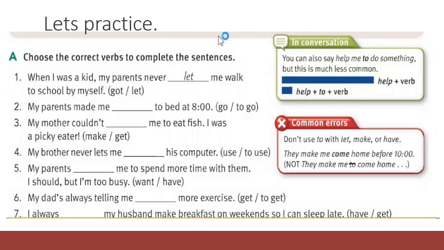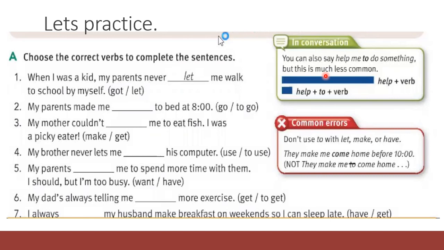First, we're going to check some important information. In conversation, you can also say, help me to do something. Yeah, if you use help me do something or help me to do something, both options are correct. But which one is more common is help me do something. Okay? So help me to do plus the verb is not that common as just using this structure without the preposition to.